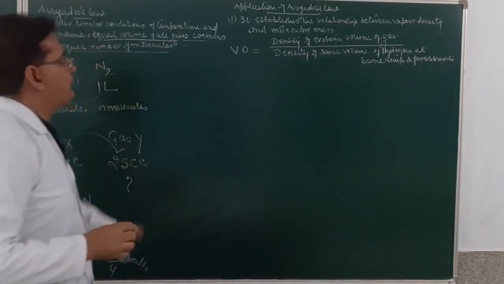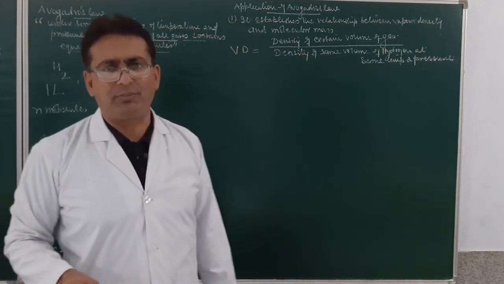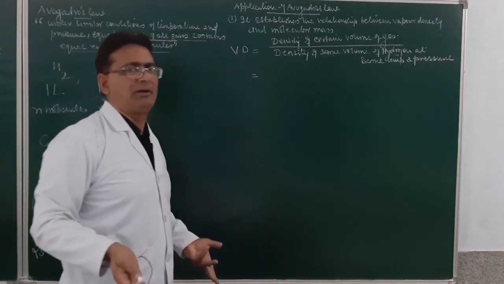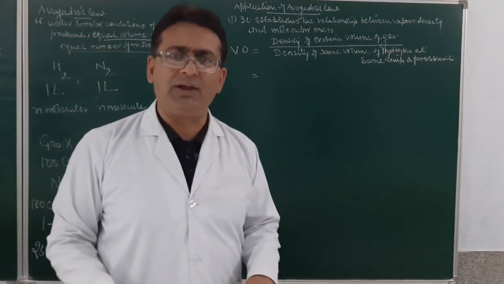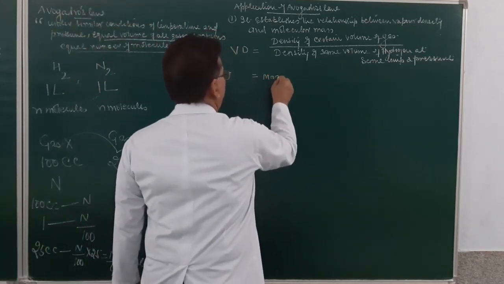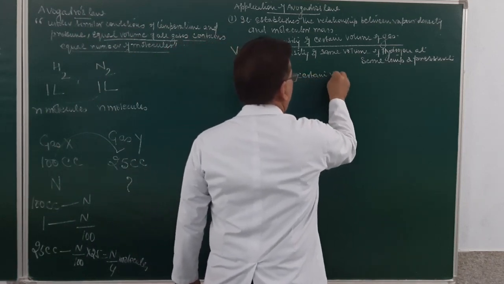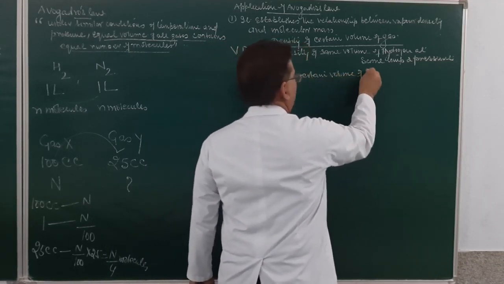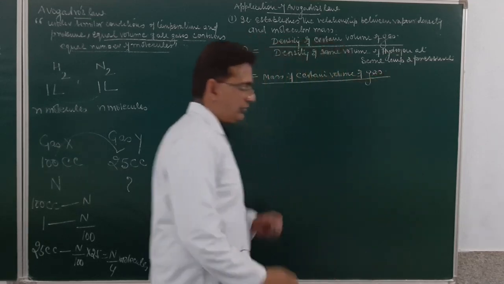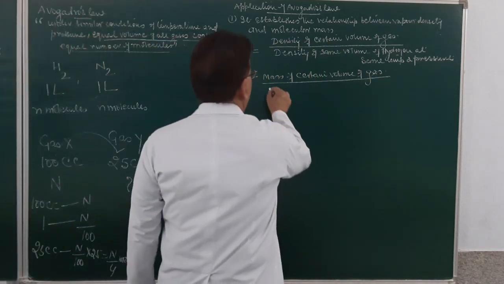So what is vapor density? It's the ratio of the density of a certain volume of gas to the density of the same volume of hydrogen at the same temperature and pressure. Density is mass per unit volume. So it is the mass of a certain volume of gas to the mass of the same volume of hydrogen at the same temperature and pressure.